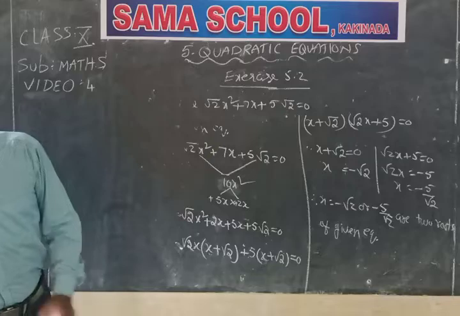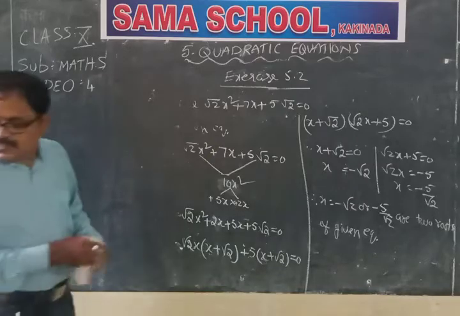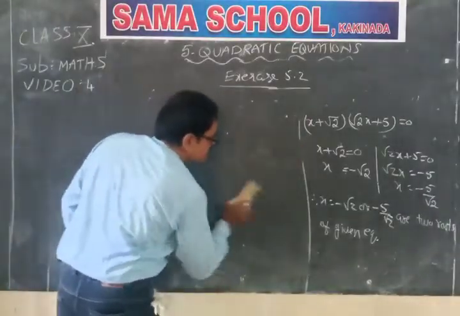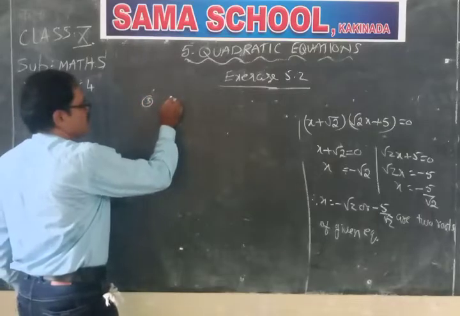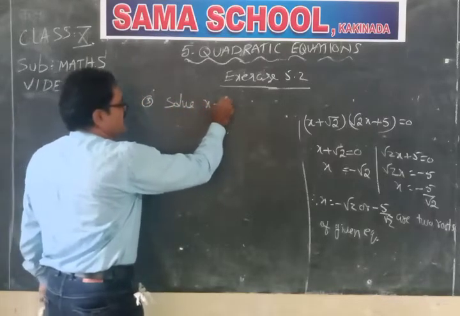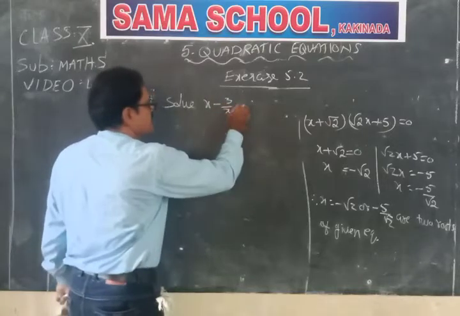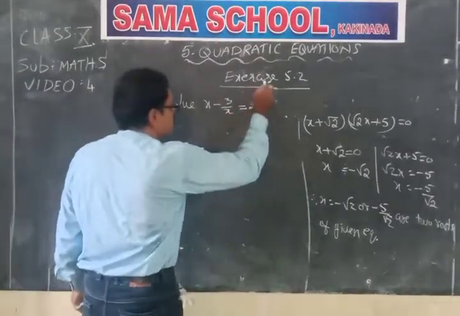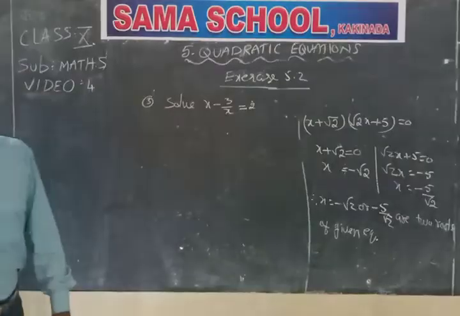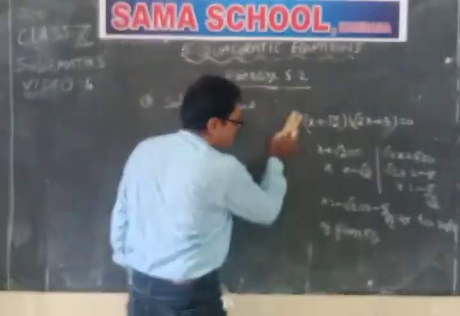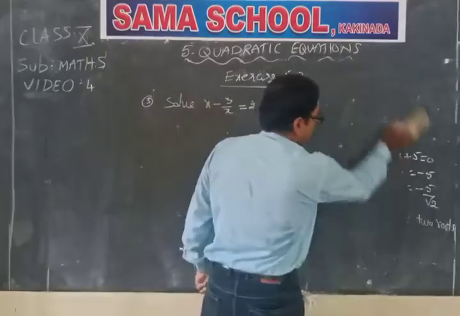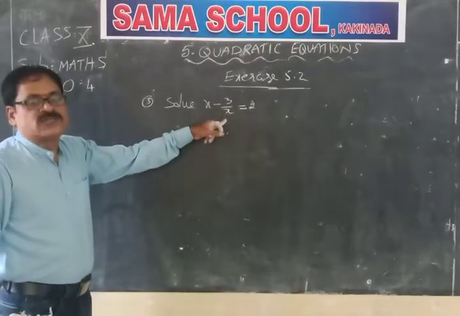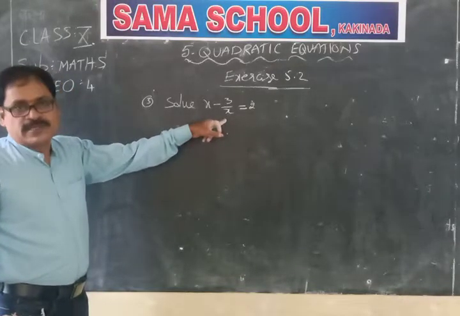Another example. Solve x minus 3 by x is equal to 2. Is it a quadratic form? No, this is a linear form. First we have to convert this equation to quadratic form by taking the LCM.